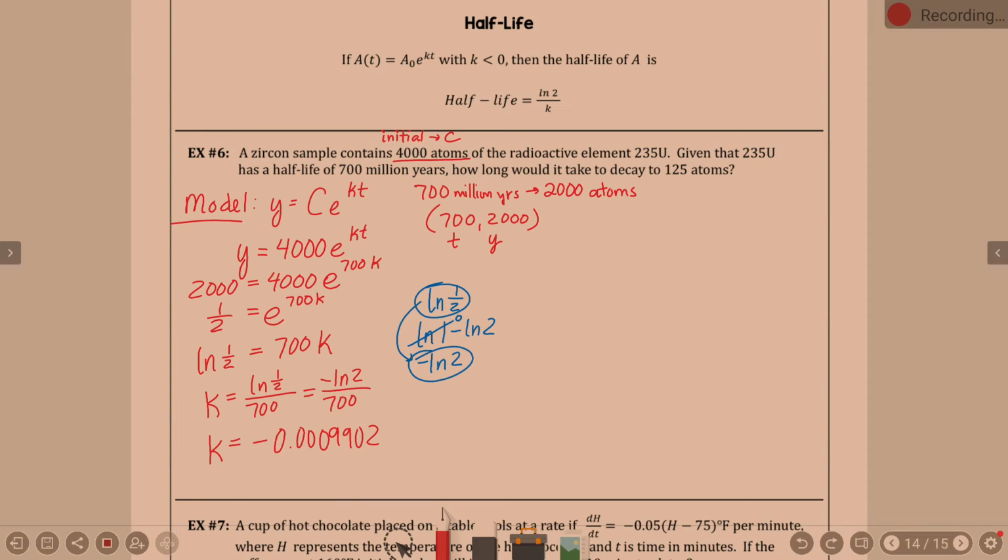But what I do know is I can write an equation. I'm going to write it over here. That is y equals C, and C was 4,000, e to the kt. K is that value there. So I can write it as natural log of 1/2 over 700 times t. It just gets hard to read, doesn't it? However you want to write it, you have to be able to work with it. And this is where maybe you want the decimal. Okay, that's our equation. What are we being asked?